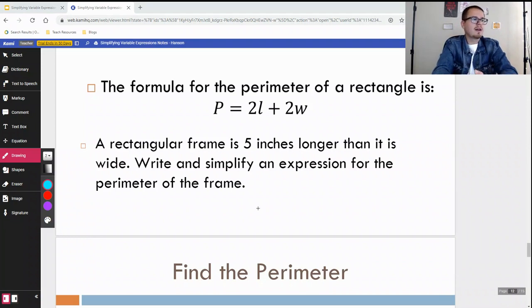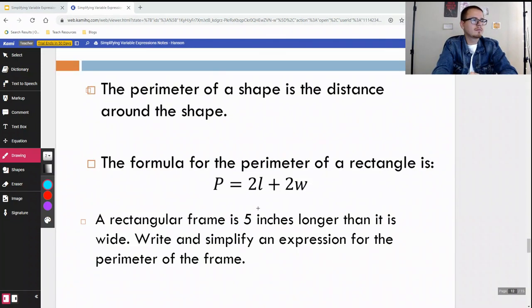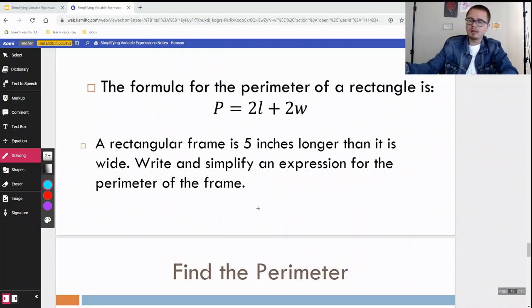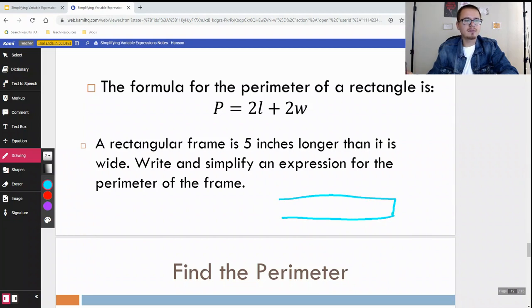Write and simplify an expression for the frame. So, well, I might draw a picture first. If it's 5 inches longer than it is wide, well, if my length is 5 of them and the width is only 1 of them, it's probably going to look something like this, right? Well, let's write it out.